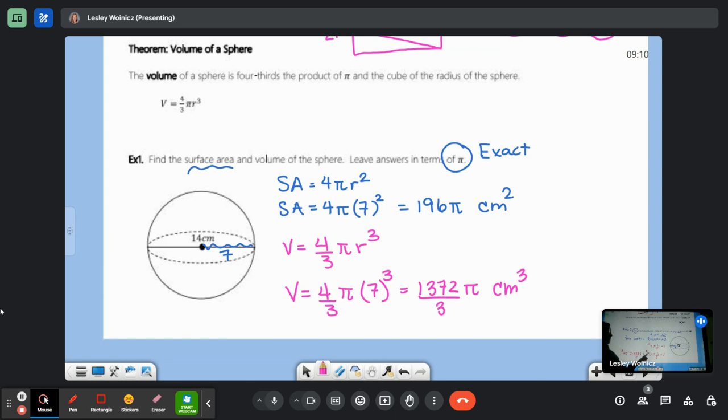Now, if we had cubed a 12 or like a 9, we'd be able to divide away a 3, right? Okay.